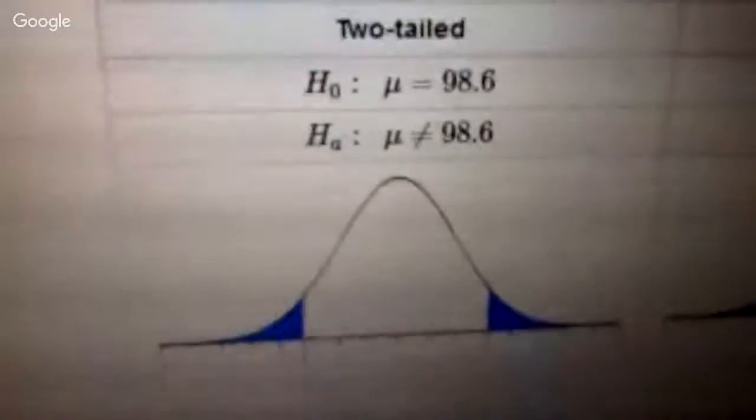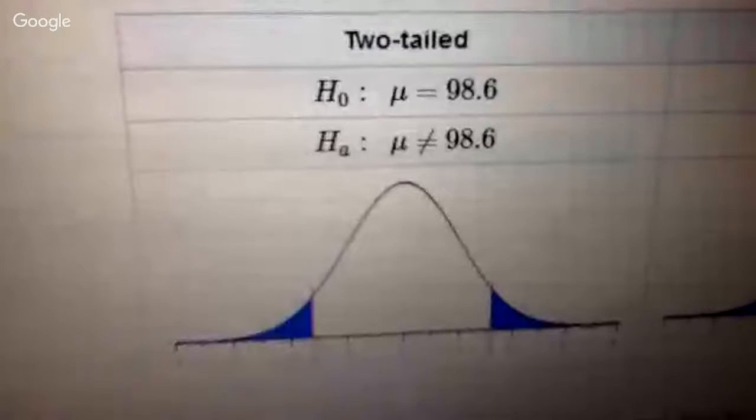Okay, I found some stuff. Oh, good. I'll show you. I don't know if it's going to be beneficial or not. Okay, it's working. So you see this thing? It's two-tailed.